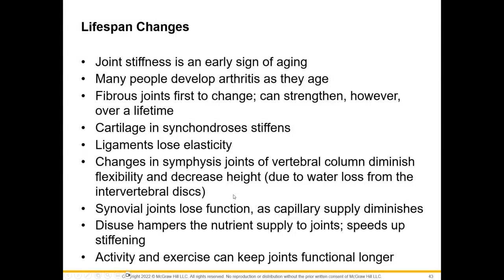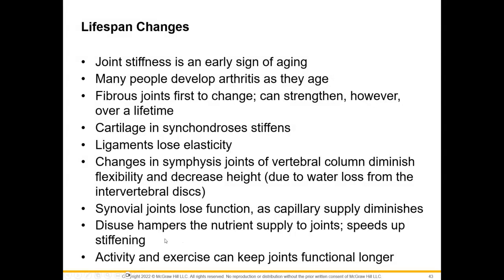You have changes in your symphysis joints of the vertebral column. This diminishes your flexibility and also decreases your height. And that's because of water loss from the intervertebral discs. Synovial joints will lose their function as the capillary supply diminishes. And just not using your joints will hamper the nutrient supply to joints and speeds up stiffening.